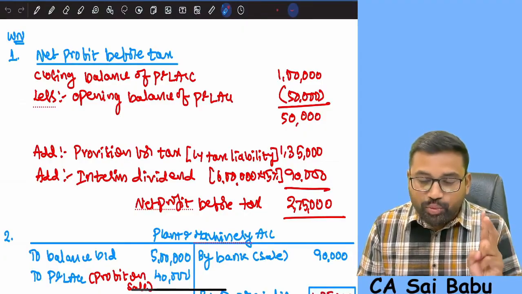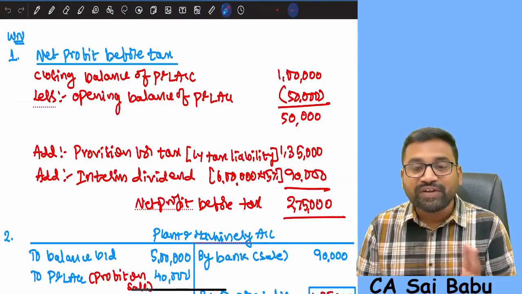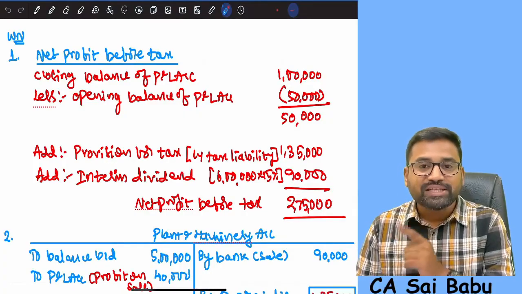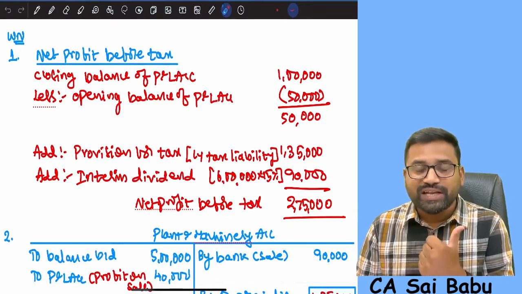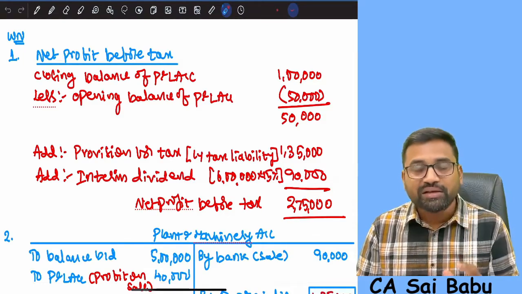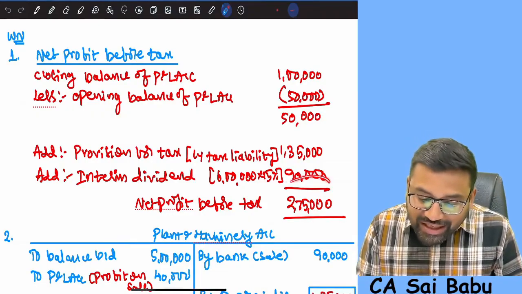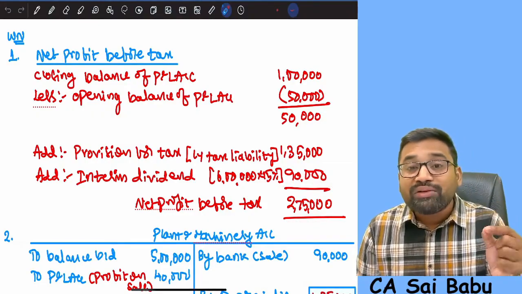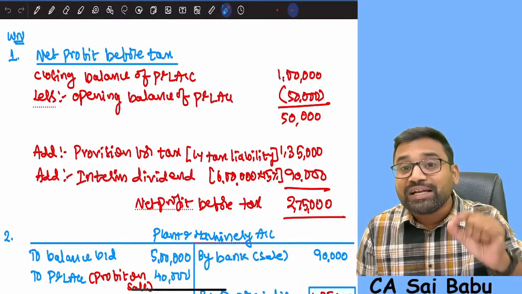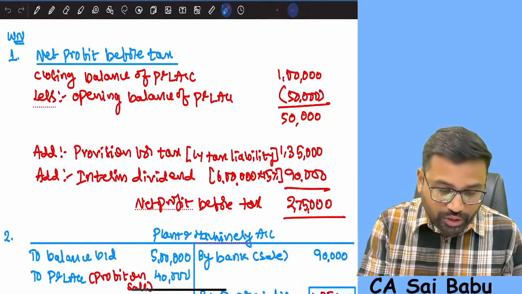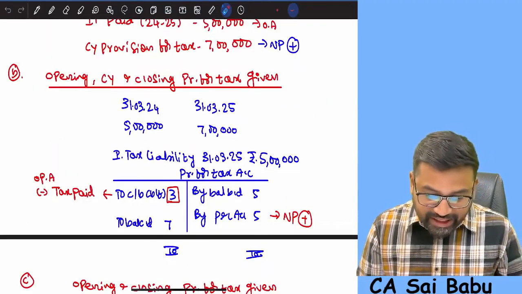So in this case, opening 60, closing 95, current year tax liability 1,35,000. So 60 plus 1,35,000, 1,95,000 minus closing 95. Therefore, 1 lakh is tax paid, which we consider in cash flow statement operating activity. And when you are ascertaining net profit before tax, whatever the provision created from current year profits, that is 135, will be added back. Okay. This is the second case, sir.